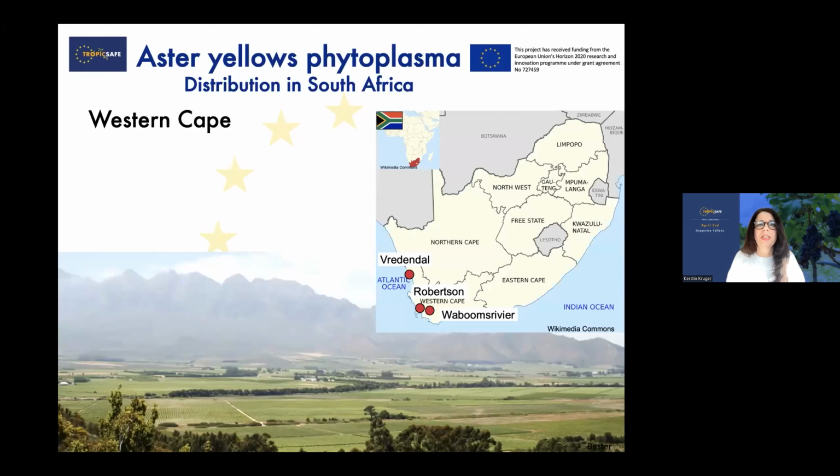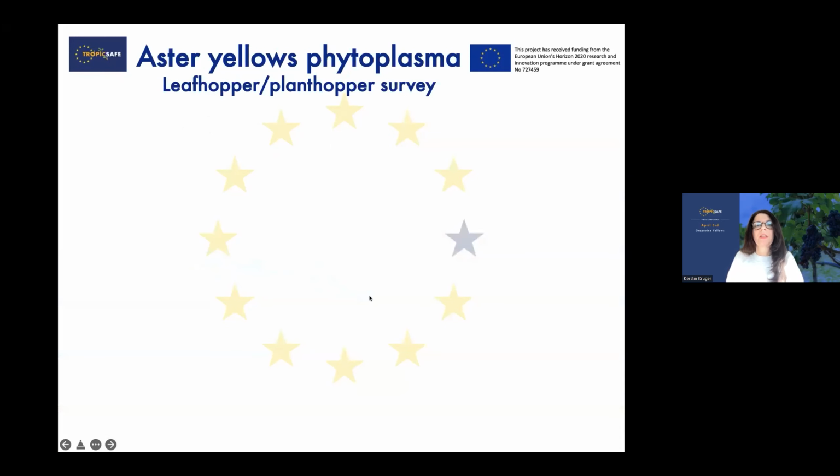Aster Yellows phytoplasma in South Africa occurs in 3 regions in the Western Cape; Cape Town is about here. So in the Walboomsrivier, Robertson and Vredendal. The organism is considered a quarantine organism, and we therefore could only carry out the work in the Western Cape, and most of the work has been carried out in Vredendal.